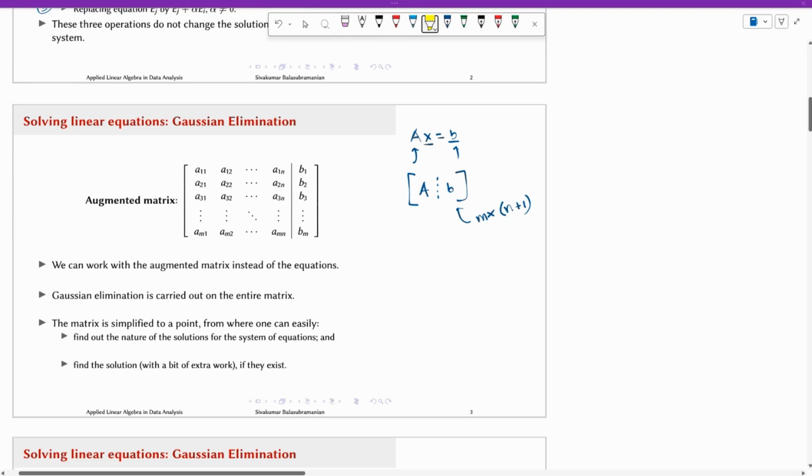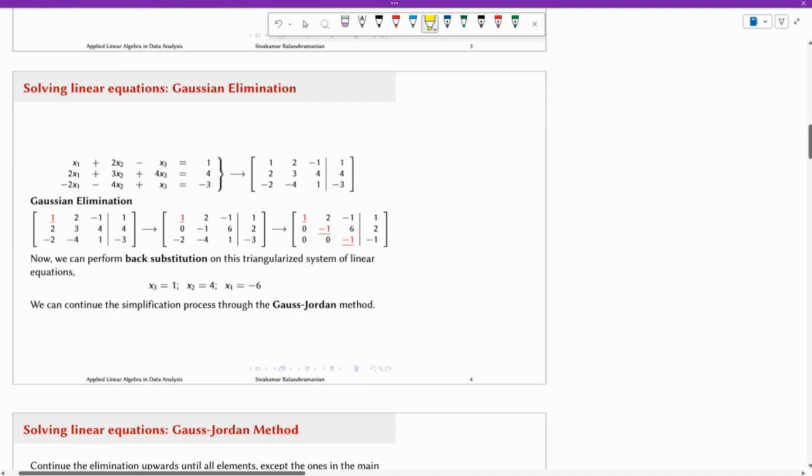Once you get it to the simplified form, it becomes easy to find out the nature of the solution. That means, is it solvable? If it's solvable, does it have a unique solution or infinitely many solutions? That becomes very easily visible. And of course, whenever it can be solved, we will find either the unique solution or all the infinite solutions, or at least a way of generating all the infinite solutions. And the procedure is very simple, right?